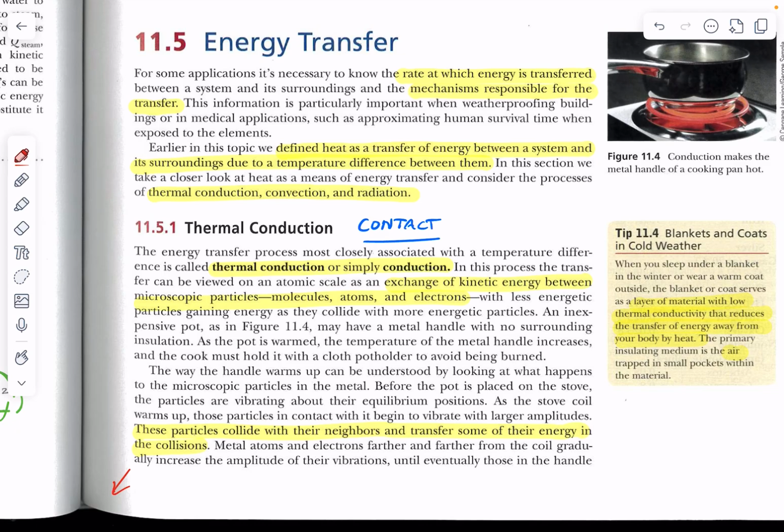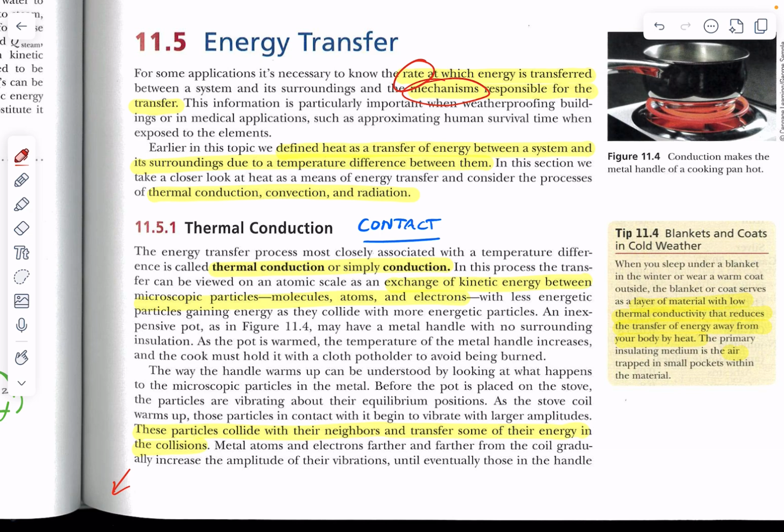And underneath that question, or subsidiary to that question, is how do we measure how fast that energy can get from one place to another, and what is the mechanism by which the energy gets from one place to another?